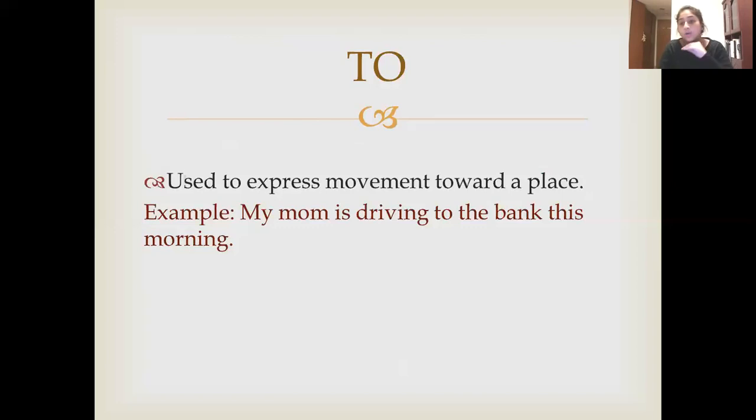So we saw how to use on and at when it is already at a place. But to will tell us when something is moving towards a place. So my mom is driving to the bank this morning. So she's not at the bank yet. She is moving towards the bank. So this is the use of to.